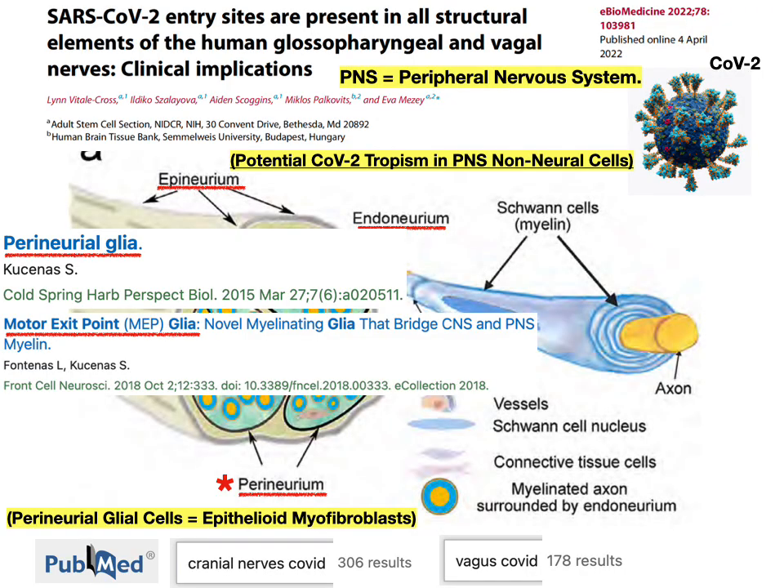Important background for this paper. Perineurial glia, a review from 2015, and a more recent paper on motor exit point glia. These are the glia that give rise to the perineurium. They are a novel myelinating glial cell type that bridge the central nervous system with the peripheral nervous system.